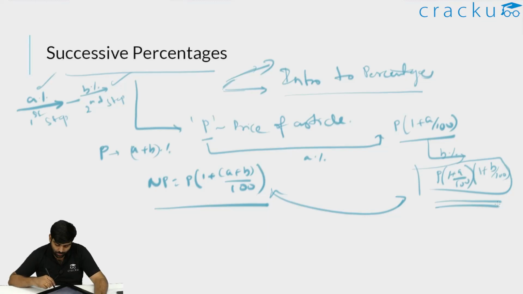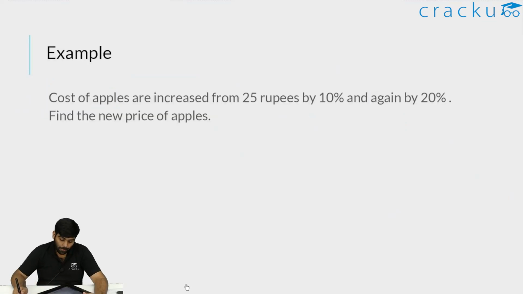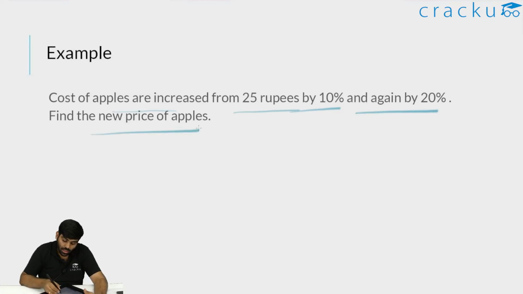I'll take one example to make it more clear. Cost of apples is increased from 25 rupees by 10% and again by 20%. Find the new price of apples. It is told that the initial price of apple is 25 rupees, but it is increased by 10% in the first step and again by 20%.